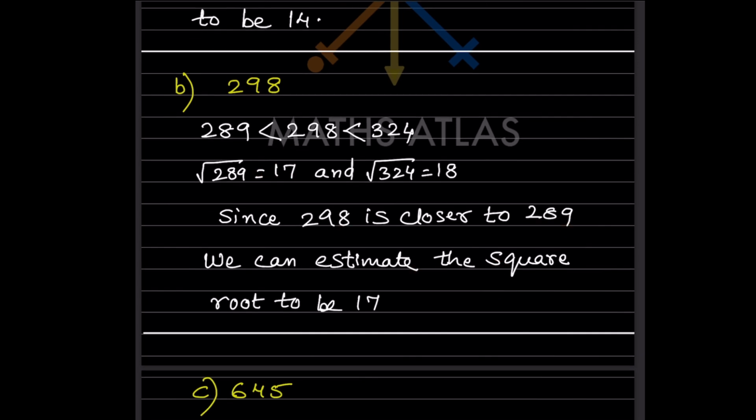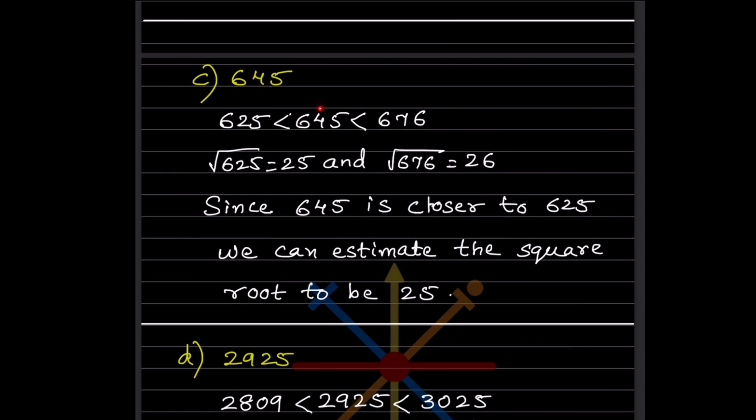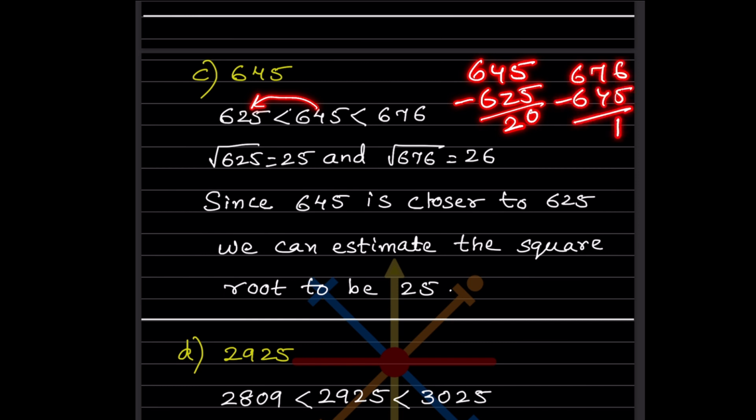Now here 645. You will see the closest one, but it should be a perfect square. That is, 625 is a perfect square of 25, 25 square is 625. And 676 will be the closest on the other side, that is the square of 26. Now again, we will subtract. 645 minus 625, that is going to be 20. And 676 minus 645, that is going to be 31.